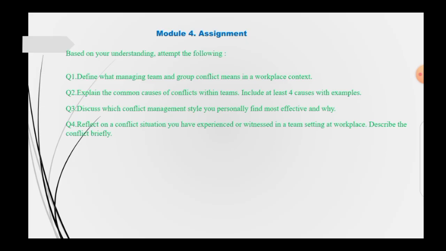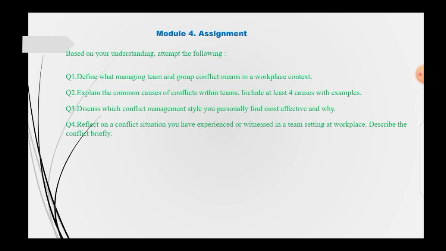For question number 2, list at least 4 common causes of conflict in teams. Example, communication breakdown, role ambiguity, personality clashes, resource scarcity. For each cause, provide a brief explanation. Include a real or hypothetical example to illustrate each cause. Keep paragraphs short and focused on one cause at a time.